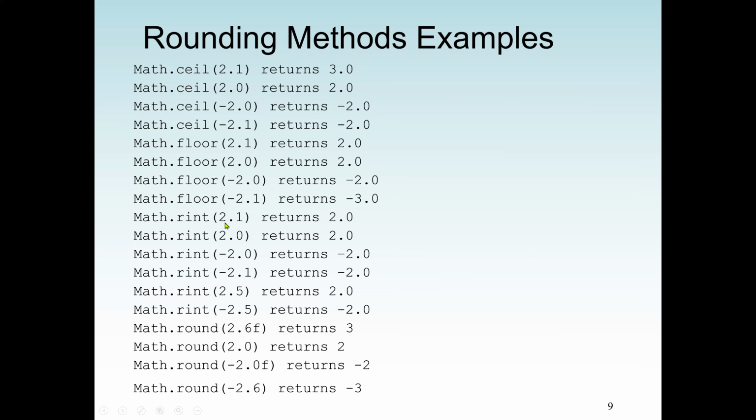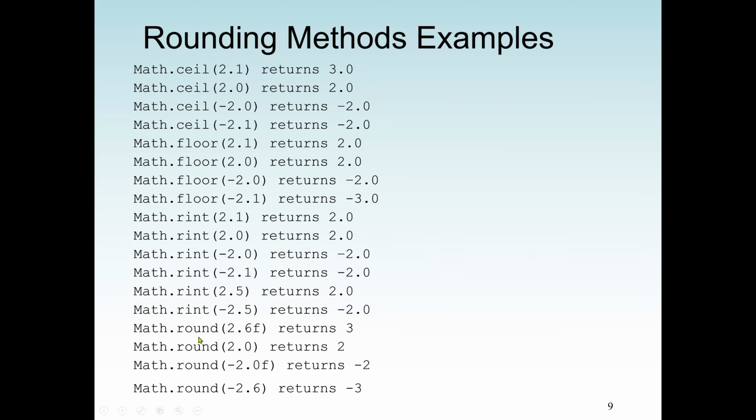So rint is the same concept. 2.1 will give us 2.0, 2.0 gives us 2.0, negative 2.0 also gives us negative 2.0. But negative 2.1 will also give us negative 2.0. And 2.5 will give us 2.0. So we are ignoring the decimal places.